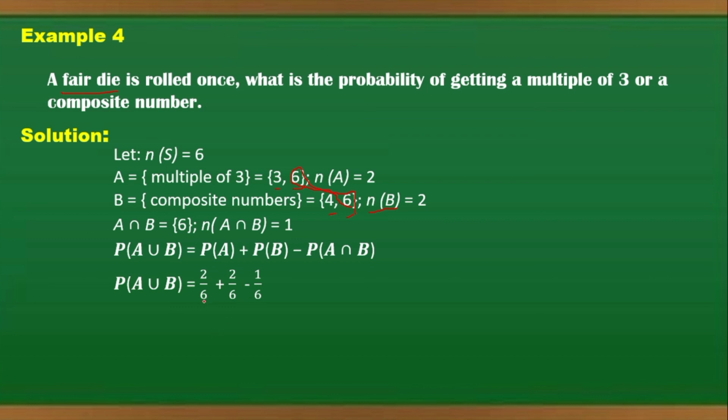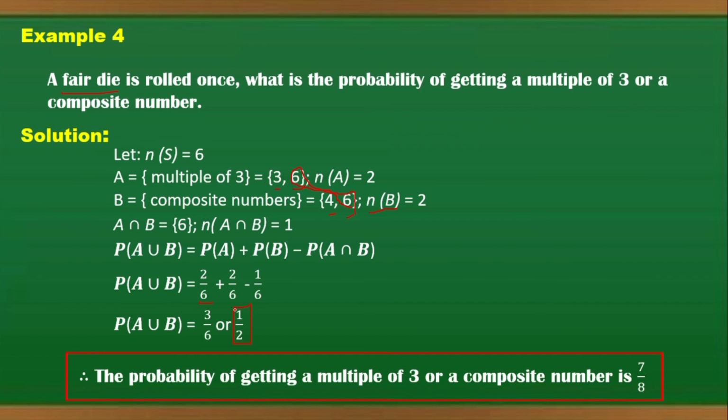And just copy the denominator and that will give us an answer of 3 over 6 or 1 half because 3 and 6 are both divisible by 3. So 3 divided by 3 is 1 and 6 divided by 3 is 2. So our final answer here is 1 half. Therefore, the probability of getting a multiple of 3 or a composite number is 1 half. That would be all, and thank you.